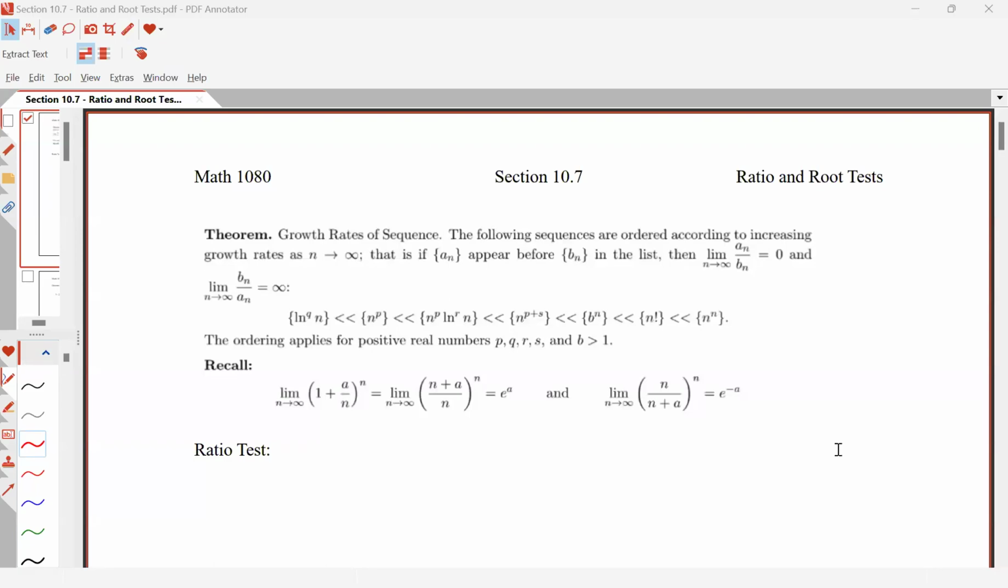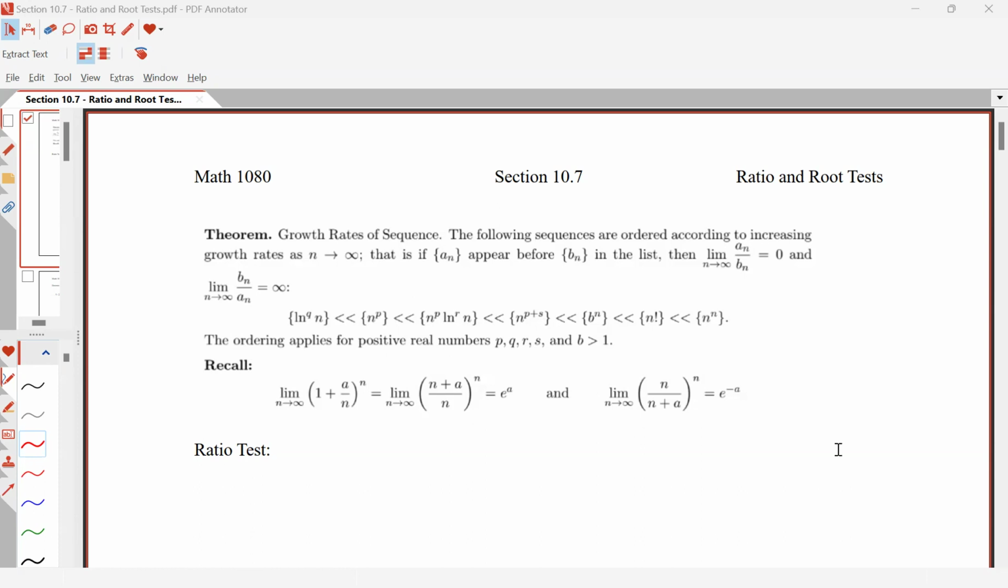In this section, we are taking a look at the ratio and root tests. So these are our last two tests for convergence and divergence. And in using these tests, before we take a look at the tests or work any examples, they have a lot to do with limits. So we want to recall some limit rules.